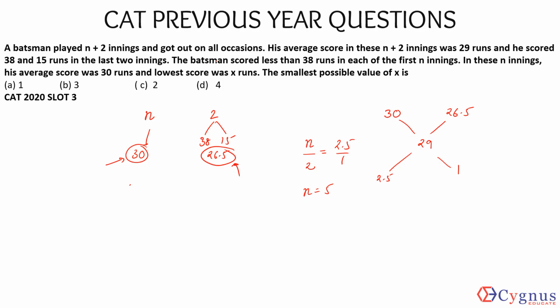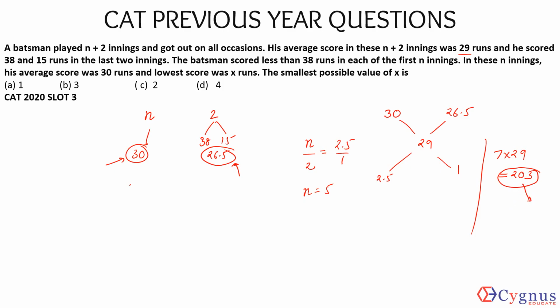Now, what else is given? The batsman scored less than 38 runs in each of the first N innings. Overall, his average was 29. And so far, he has played how many matches? N plus 2, which is 7. So in 7 matches, he has scored at the rate of 29 runs each. So 7 should be multiplied by 29. 7 into 30 is 210. 7 into 29 will be 203. So overall, he's going to score 203 runs.